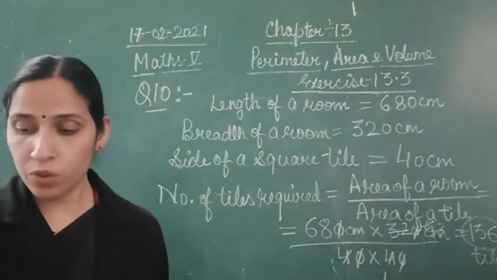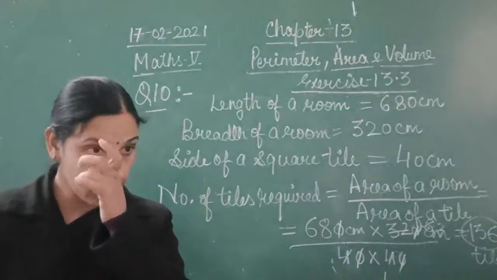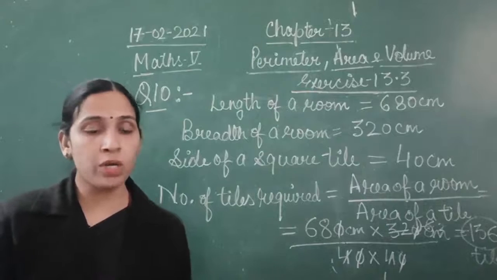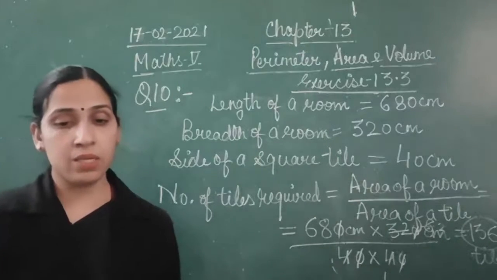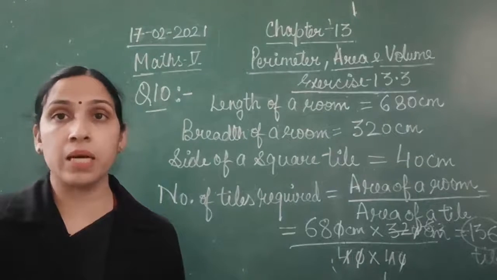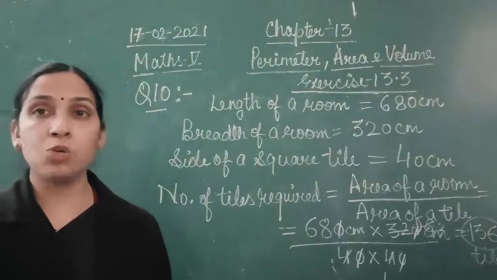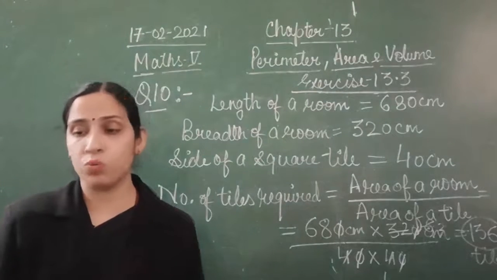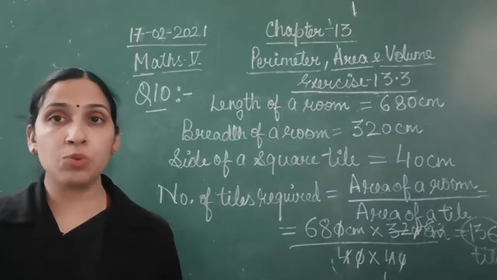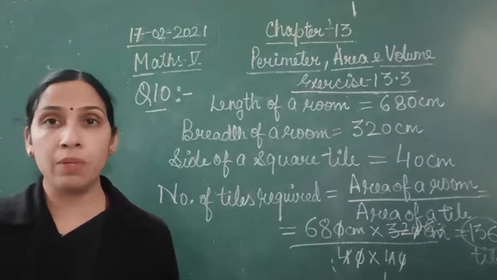Fine. So what we have seen in this question, I read out the question: a room is 680 centimeter long and 320 centimeter wide. Now it is to be paved with square marble tile. Square marble tiles are required to pave the floor of that room, and the side of that square tile is 40 centimeter. Now how many such tiles will be required?